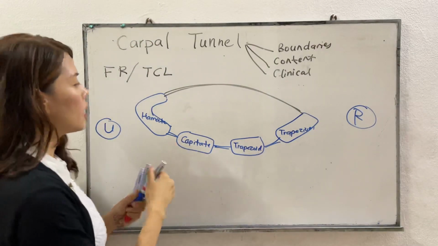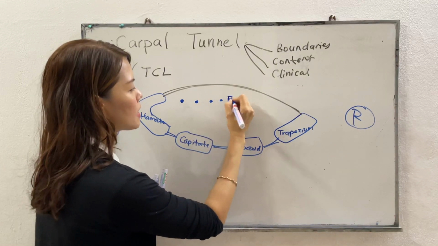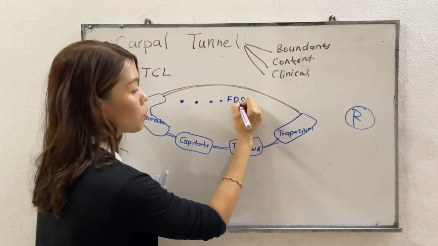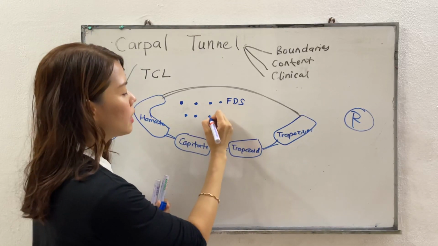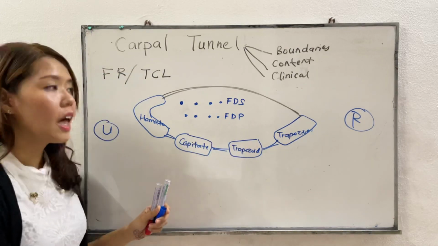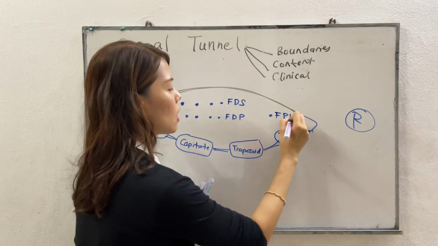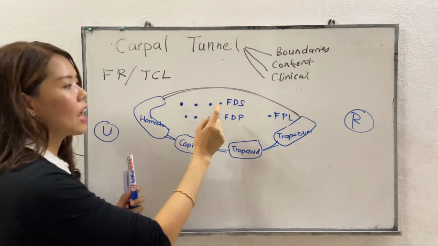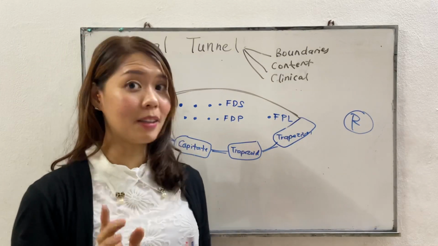Okay, so what are the tendons? First you have the tendon of the flexor digitorum superficialis. Next you have another four tendons of the flexor digitorum profundus, and one more tendon of the flexor pollicis longus. So all these 9 tendons are the first contents of the carpal tunnel.